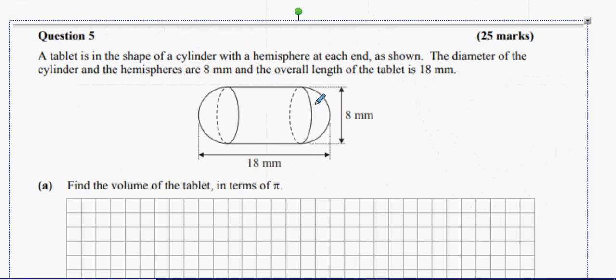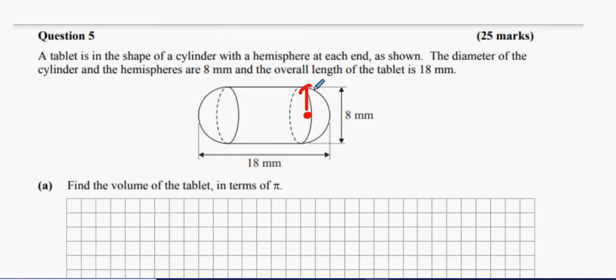All right. What's the radius? What do you reckon? Radius is 4. What do you think the height of the cylinder part is? From here to here. 18 take away 4, take away another 4? 10. Because it's 4 in any direction for the hemisphere. So essentially we're finding the volume of a cylinder.